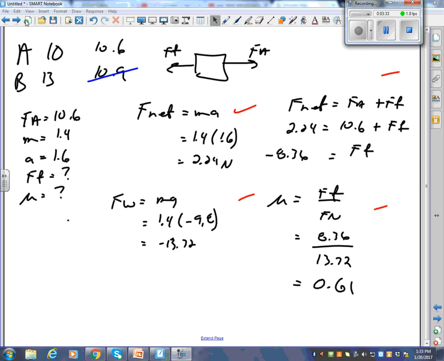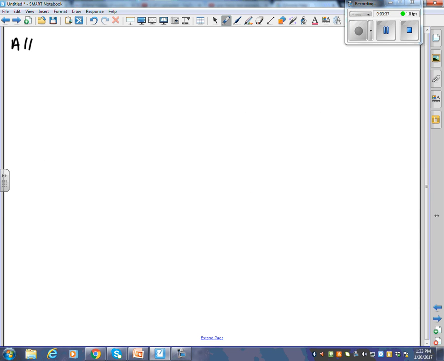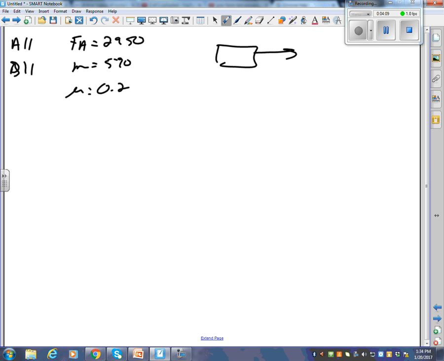Alrighty. So question 11 on A. Help me out, version B people. 11 and 11? Oh, that's convenient. A truck is pulling with 2950 newtons on a 590 kilogram trailer. So once again, make those adjustments there. The applied force is 2950 newtons. The mass, 590 kilograms. Pulling it horizontally across a surface where the coefficient of friction is 0.2. So again, it's a horizontal type situation.